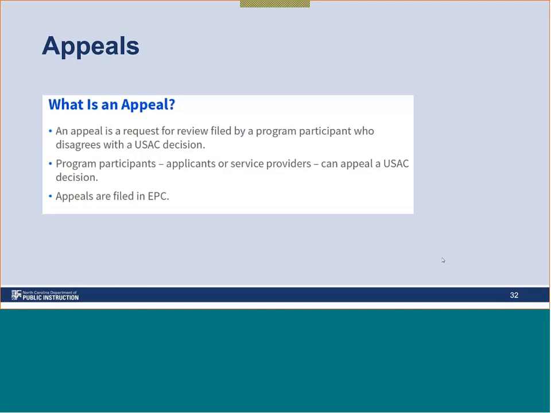Okay, appeals. And what is an appeal? So now we're going to go through all those things we just talked about. An appeal is a request for review filed by a program participant who disagrees with the USAC decision. For example, if you applied for $1 million worth of funding, and they come back and say, we're denying half of it for reason X, you can say, I disagree with that, and you can make an appeal on that USAC decision, and they are also filed in your EPC portal.